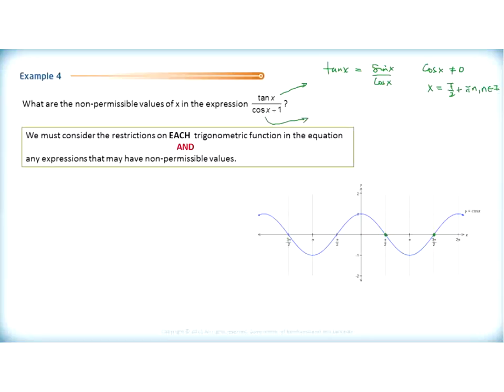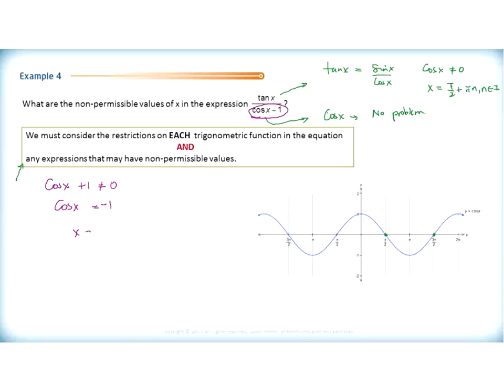Okay, we need to consider cosine x. That's a trig function. Are there any values of x where cosine x can't be equal to 0? No. No problems here. No problem with this one. However, when we now consider the expression, are there any non-permissible values that occur as a result of the expression itself? And the answer is yes. Now when we look at the entire expression, I'm sure you'll agree that my denominator cannot equal 0. So cosine x plus 1 cannot equal 0. So if cosine x plus 1 cannot equal 0, then cosine x cannot equal negative 1.